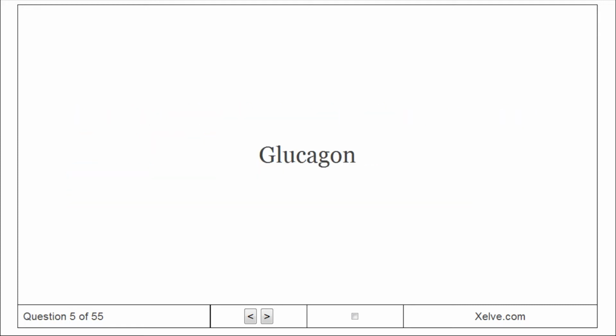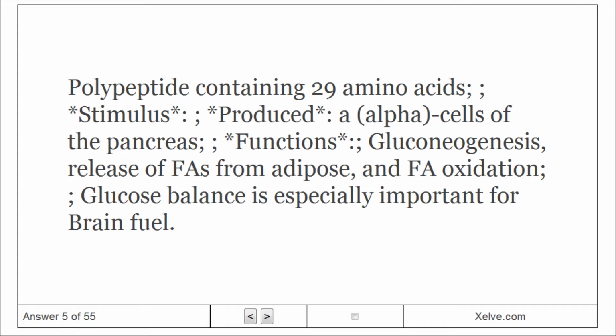Glucagon. Polypeptide containing 29 amino acids, stimulus blood glucose decrease, produced by alpha cells of the pancreas. Functions: gluconeogenesis, release of FAs from adipose, and FA oxidation. Glucose balance is especially important for brain fuel.